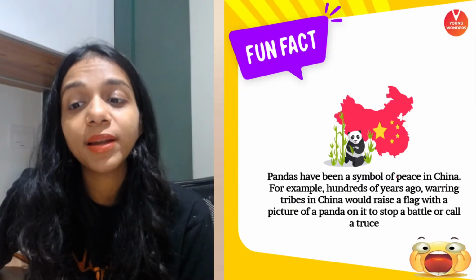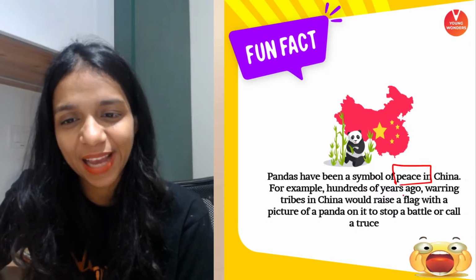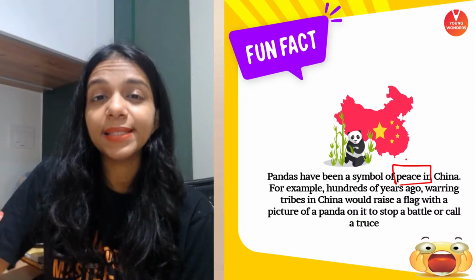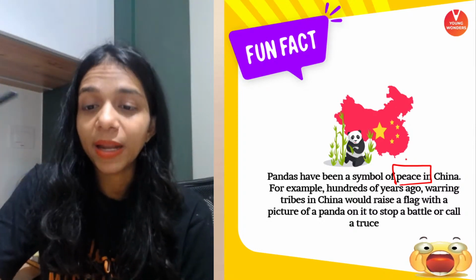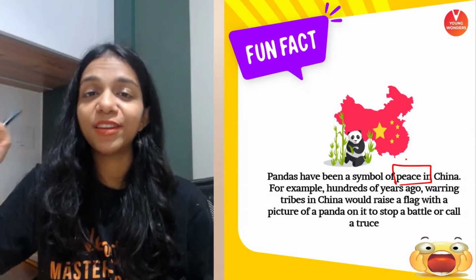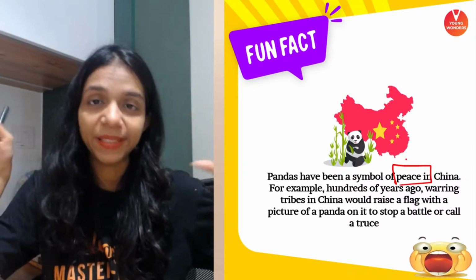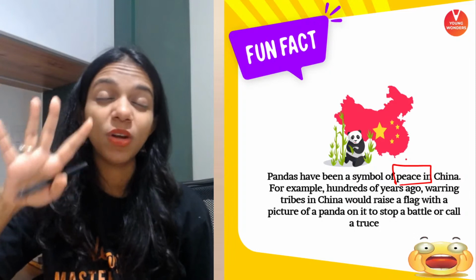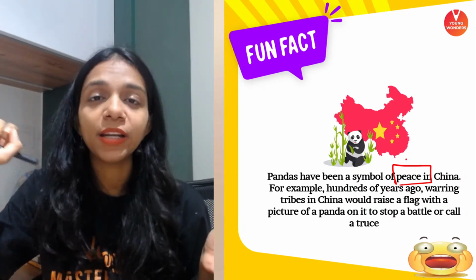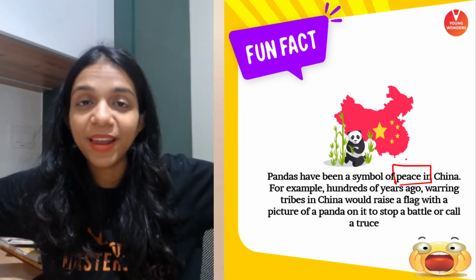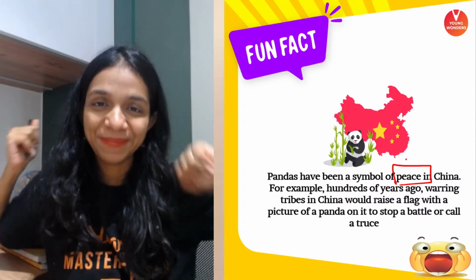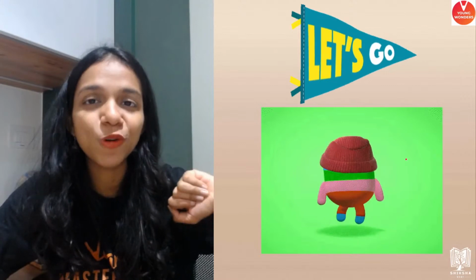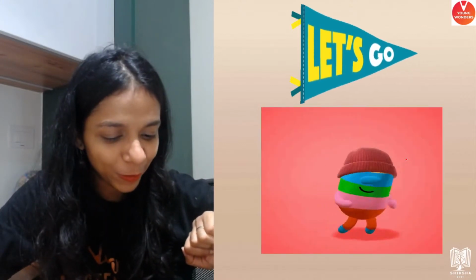Did you know that pandas have been a symbol of peace in China? About hundreds of years ago, warring tribes in China would raise a flag with a picture of a panda on it to say that भैया, हम हार मानते हैं, we want peace. So next time you and your sibling are fighting and एक दूसरे के बाल खींच रहे हो, just draw a panda on a page and be like peace, peace. Apparently that's what the symbol of panda means. So very interesting, and if you like this fact जरूर बता देना आप अपने friends और family को.